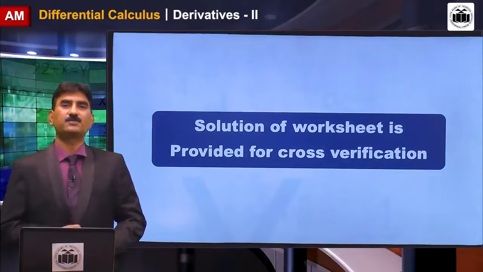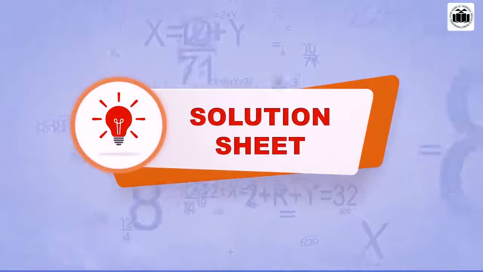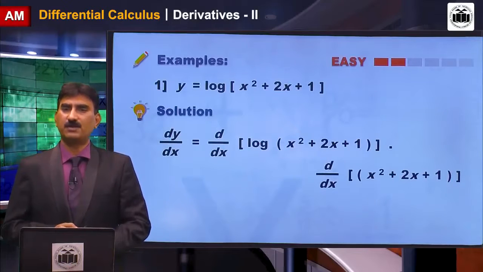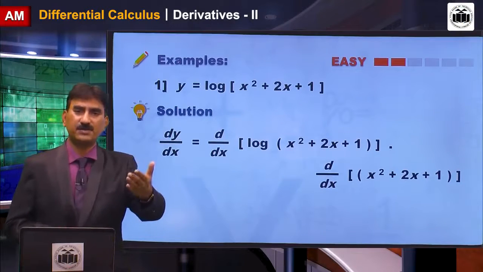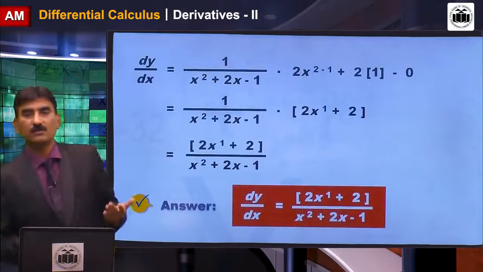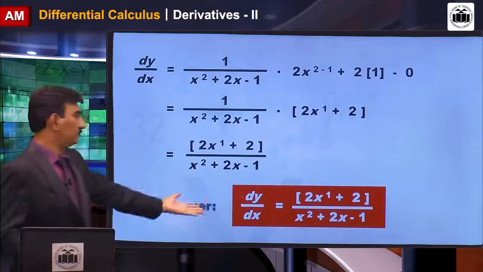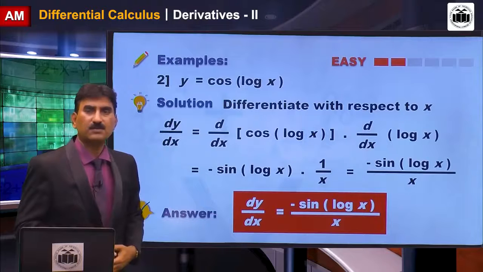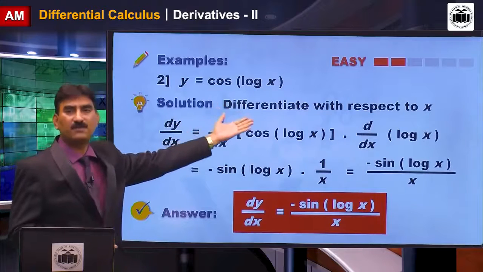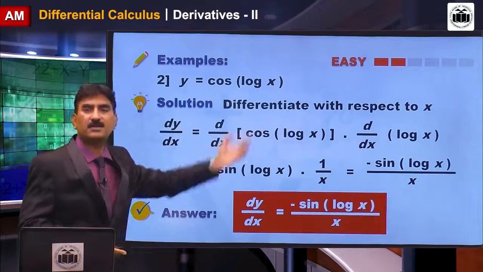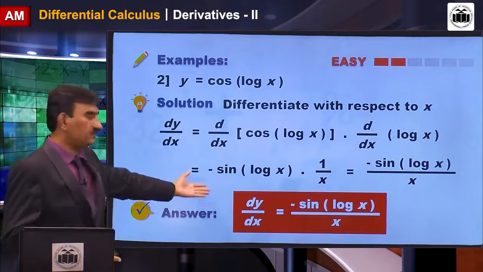Now the solution of worksheet is provided for cross verification. First example, log of x square plus 2x plus 1. So first you differentiate log and then you take derivative of x square plus 2x plus 1. This is the solution. Another example, y equal to cos of log x. So first function is cos, another function is log. So first you differentiate cos log x, that is minus sin log x, and then you take derivative of log x, that is 1 upon x. Here is the solution.